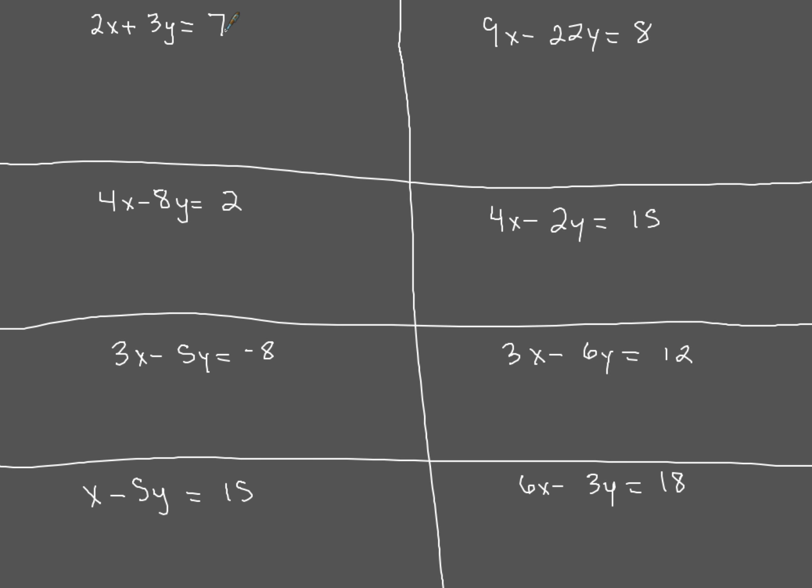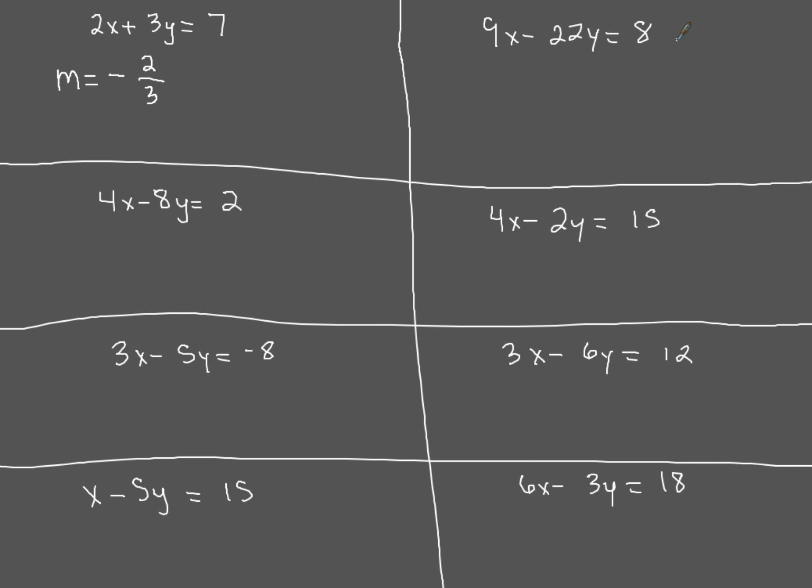2x plus 3y equals 7. So your slope is going to be the opposite of a over b. My a term is 2 and the b term is 3. I don't have anything to do. Boom, I'm done. That's the slope for that equation. Easy peasy, right? All right. Let's go to the next one to the right.